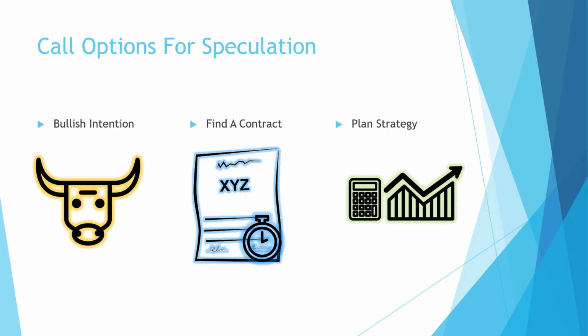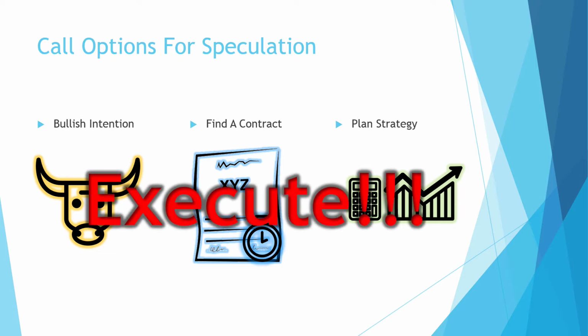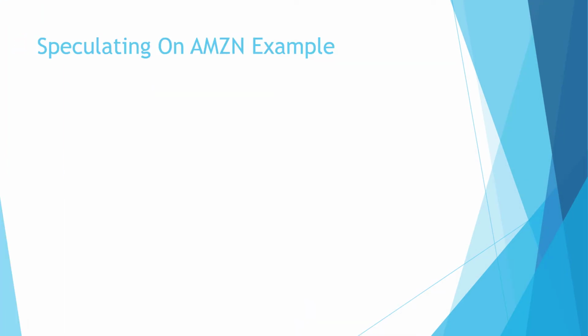It is always good to have a plan before entering a position, because without a plan, human emotion can cause irrational decisions. Once all that is figured out, it is important to execute and stick to the plan. Here is an example of speculating using a call options contract.